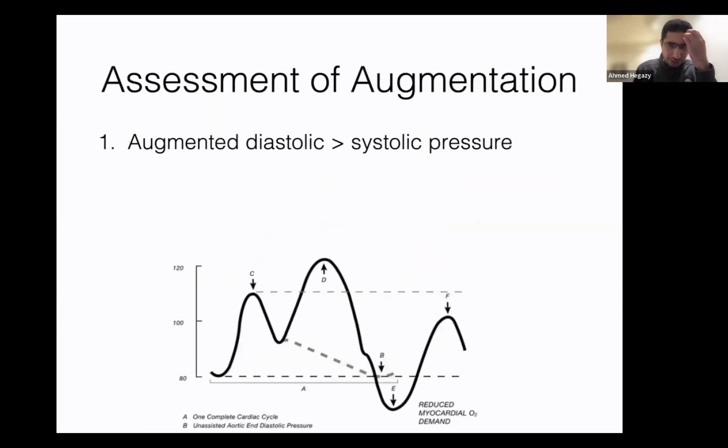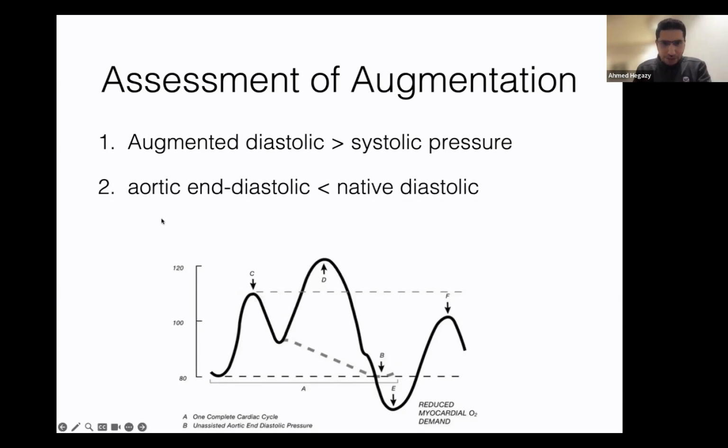So when you're at the bedside and trying to understand whether this balloon pump is actually doing what it's supposed to, whether it's actually working or not, you have 3 parameters to look at that will tell you that the balloon pump is augmenting well. What are these 3 parameters? The first parameter is that the augmented diastolic pressure, that peak of augmentation, is higher than your systolic pressure. And that's the first sign that shows that the balloon pump is actually working.